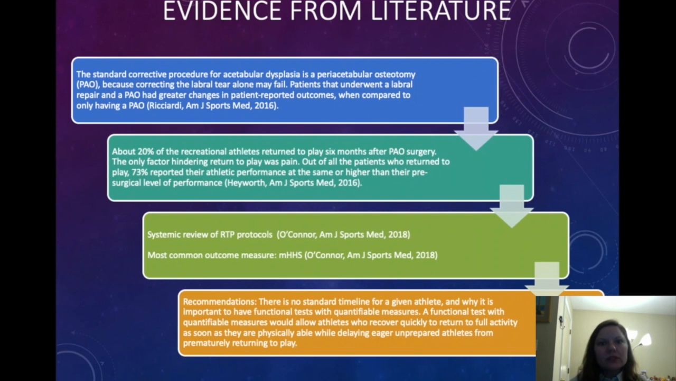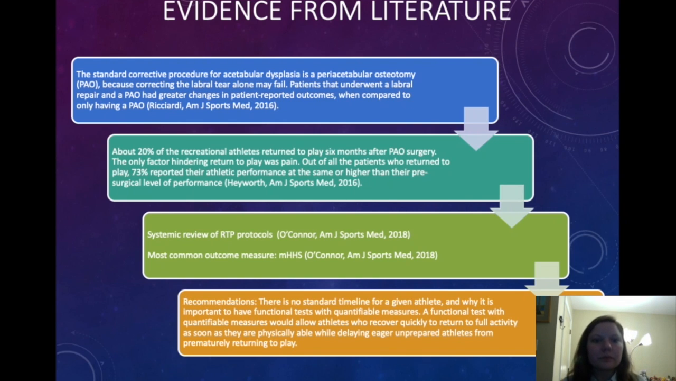So some evidence from the literature to support what we have done. The standard corrective procedure for acetabular dysplasia is a periacetabular osteotomy, because just correcting a labral tear, it's going to fail if you have dysplasia just because of the structural deformity. So patients that underwent a labral repair and a PAO had greater changes in patient-reported outcomes when compared to only having a PAO. So fixing the labral tear and the dysplasia gives you the best benefit, and that's what we did.